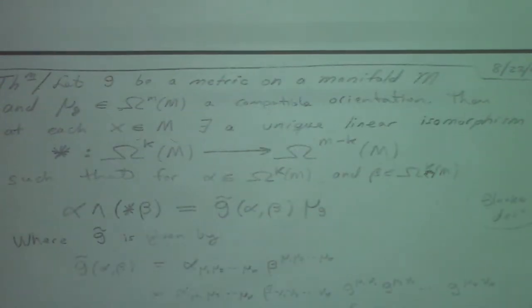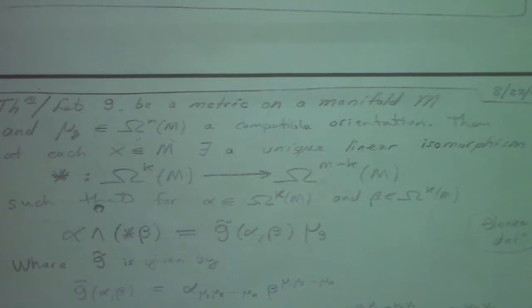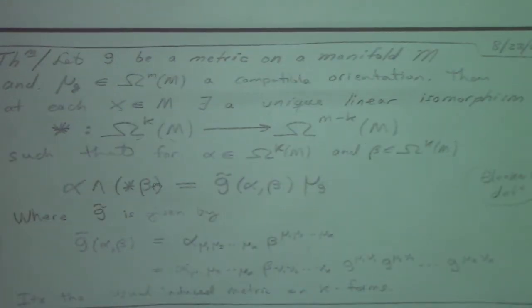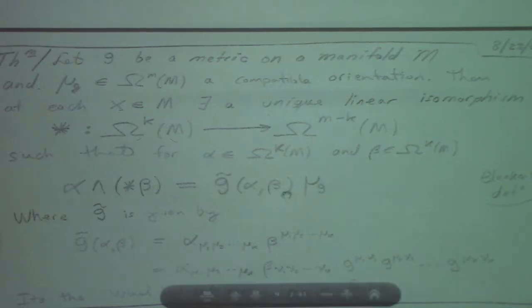All right, so if we have a metric on a manifold, then we can define mu G, and suppose mu G is a compatible orientation. Then at each point x in M, there exists a unique linear isomorphism from k-forms to (m minus k)-forms such that for alpha a k-form and beta a k-form, we have alpha wedge, this is what we're defining implicitly, the Hodge dual of beta, equals G tilde of alpha, beta, times the volume form.